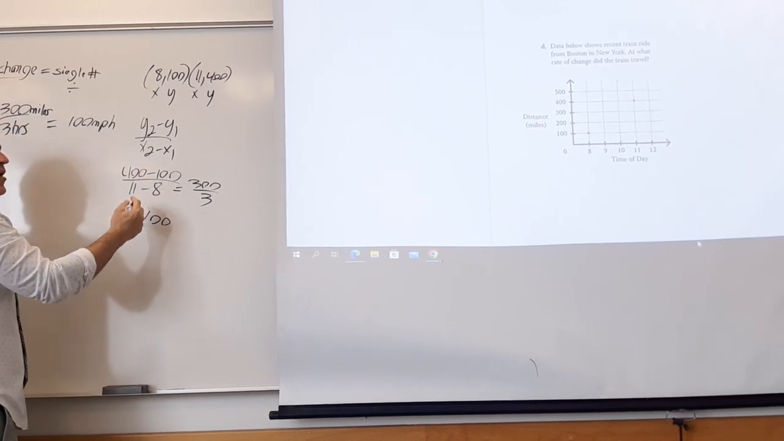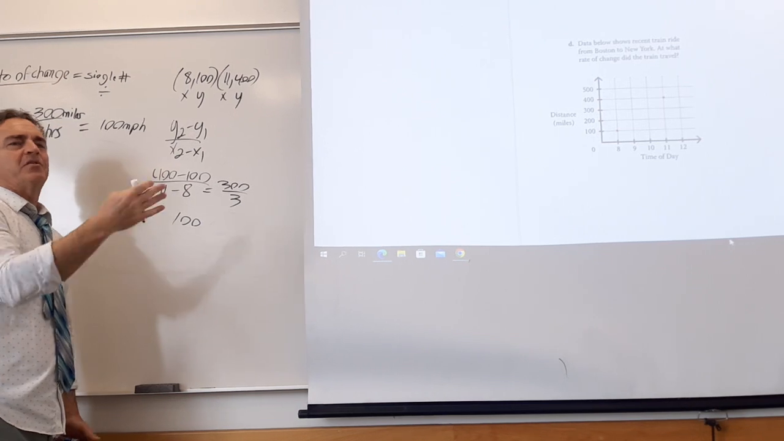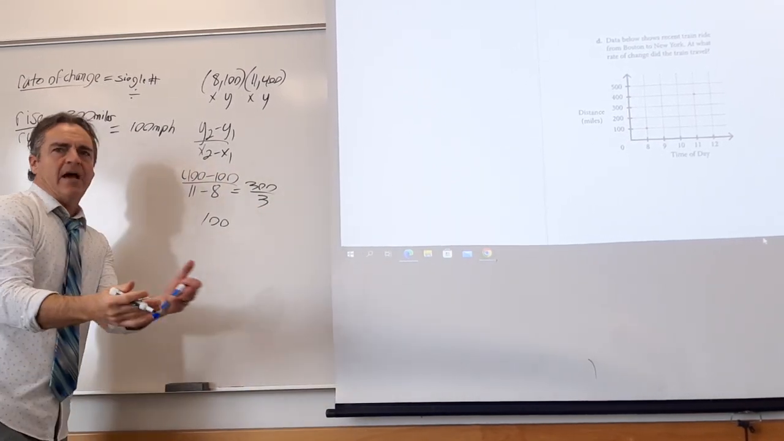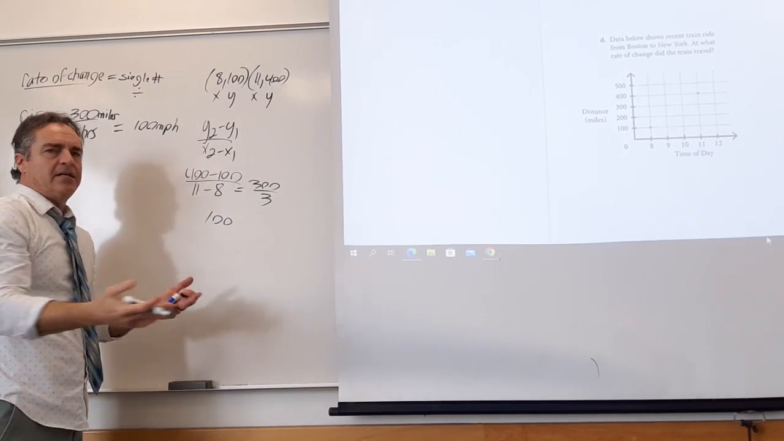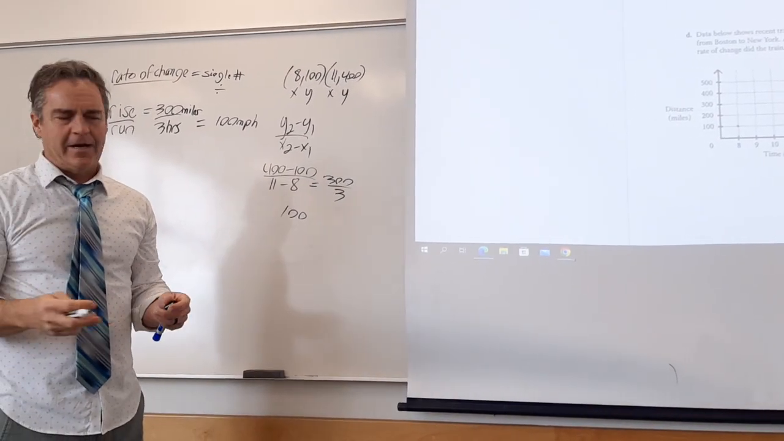Notice what we did here. When we were doing rise over run and we went between 100 and 400, what did you do in your head? You had to subtract them. And you got 300. When we went from 8 to 11, we had to count up. How many hours was that? 3 hours. 11 minus 8 is 3. Or 8 minus 11 is 3. We cool? All right, guys.